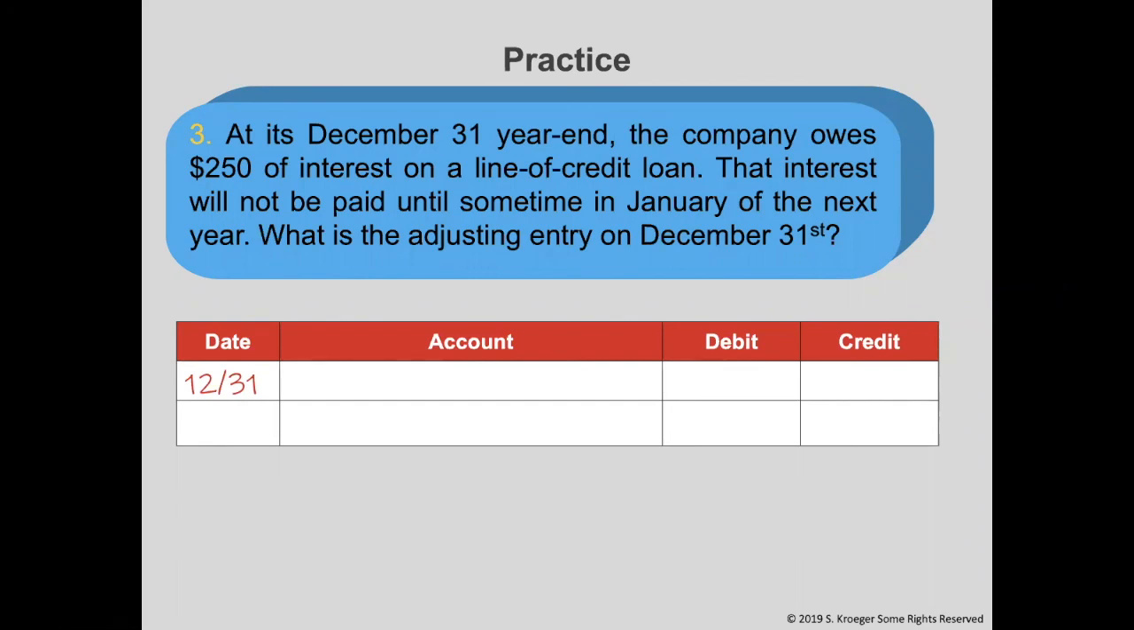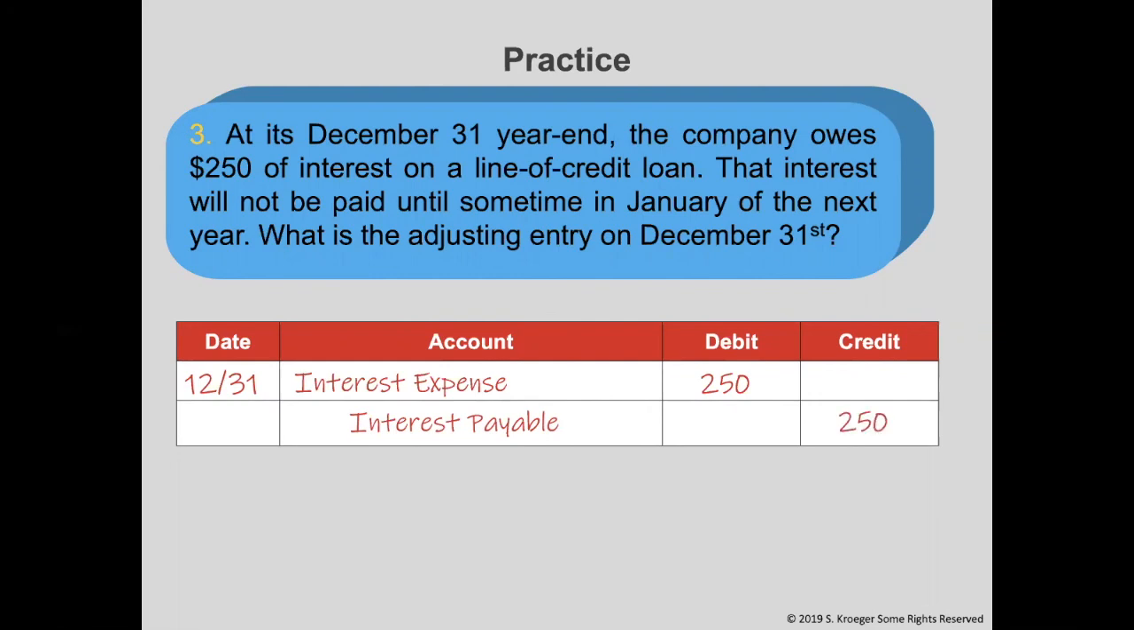What is the expense that we have here? It's interest expense. How much interest was incurred during this time period? $250. Next, we need to credit a liability account. Usually we use the same name. If it was interest expense, then we use interest payable as a liability. What do we owe? We owe interest payable. The amount of $250 is the same.